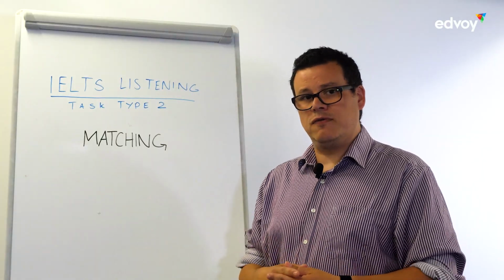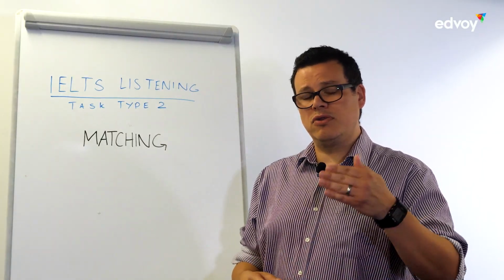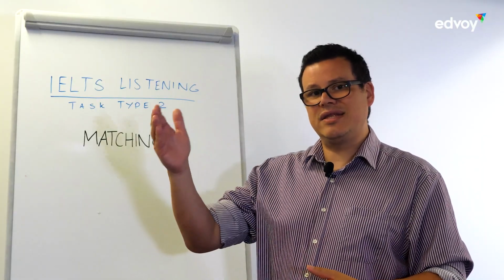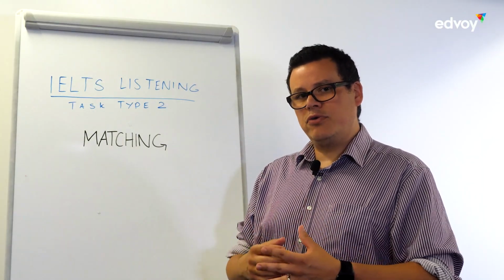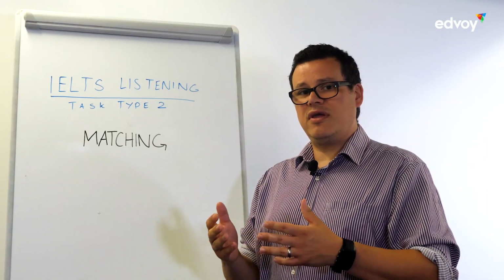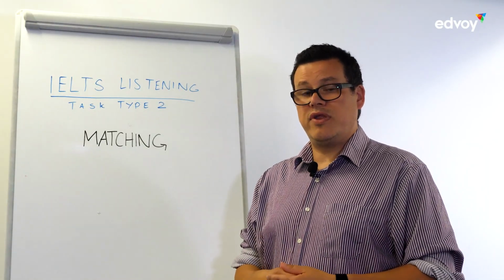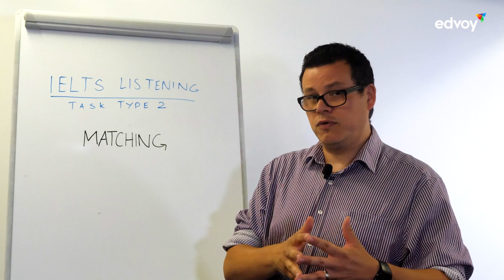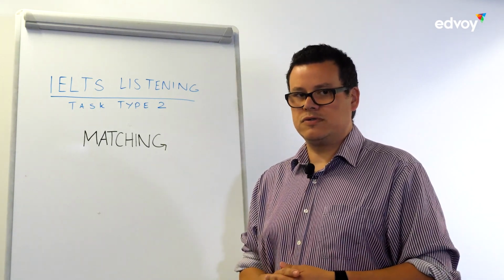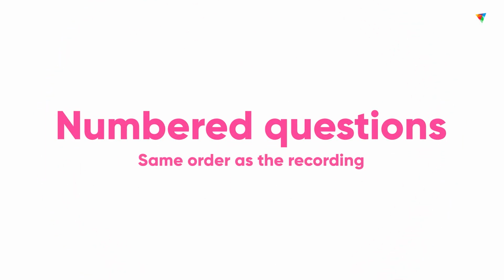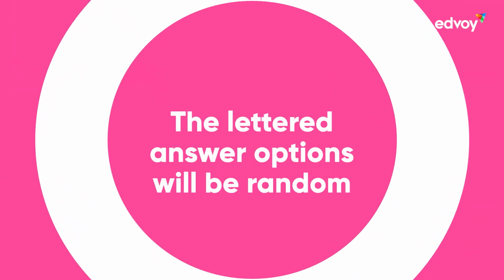The next thing for you to do is to find the connection between those numbered options and the lettered options here. Now we can see that Jack is going to tell his tutor whether he will do a course, whether he might do or might not do a course, or he will definitely not do one of these courses. Keep in mind that the numbered questions are in the same order as you will hear them in the recording, unlike the lettered answer options, which will be mentioned in random order.